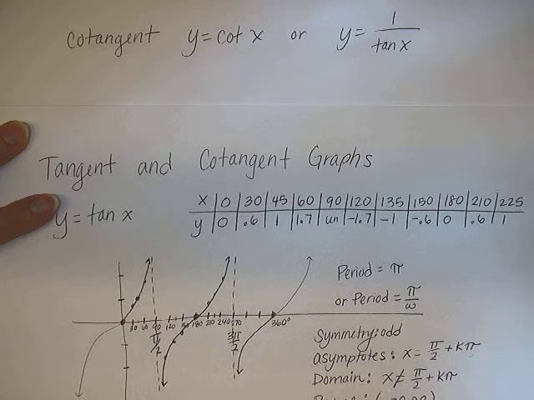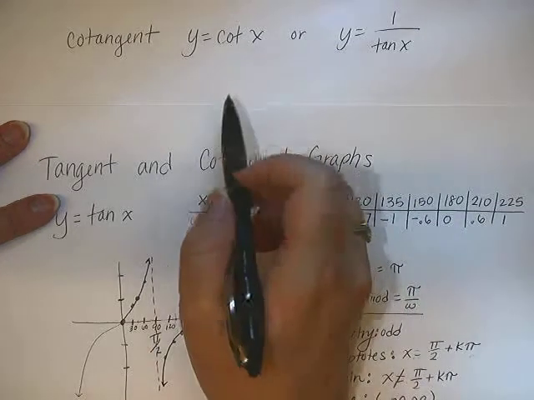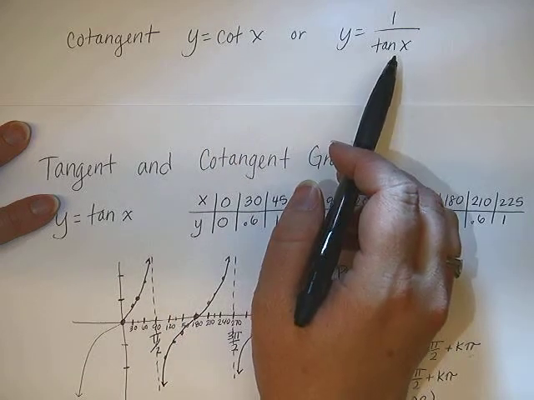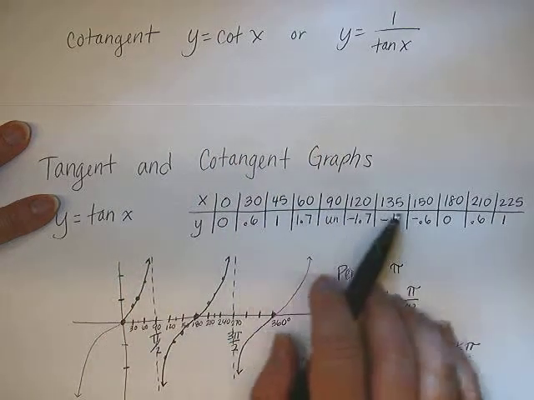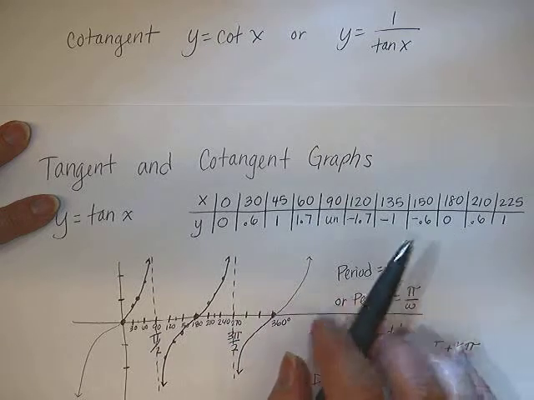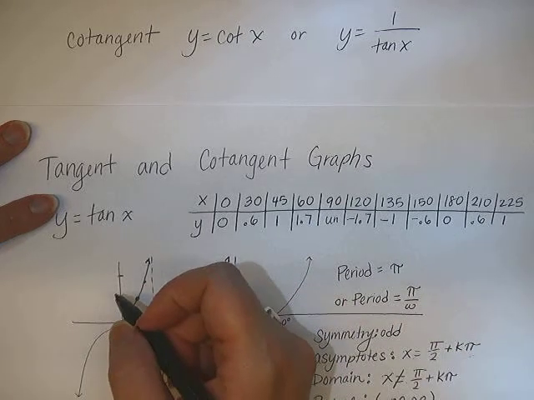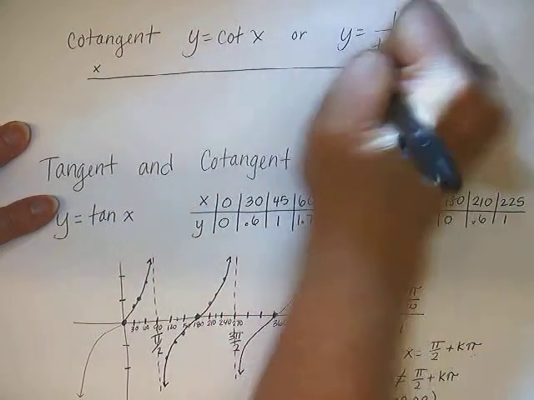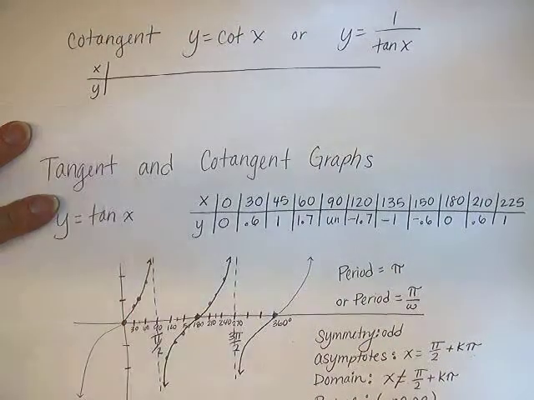Now we'll look at the cotangent graph. First thing I want you to remember is that cotangent is the reciprocal of tangent. So we already made this table of values for tangent. For cotangent, all we need to do is find the reciprocal of those values. Instead of having to recalculate all of them, we can just reciprocal them.